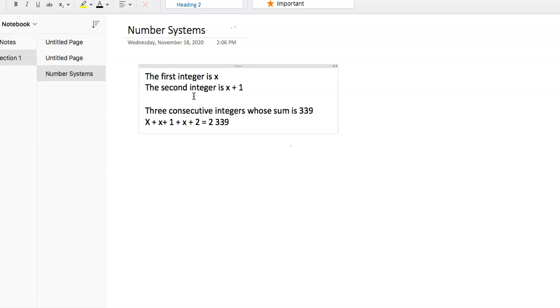Okay, so, whoops, I don't know why there's a 2 there. Equals 339. Perfect. Okay, and then we're just going to combine them, right? So we have 3 x's total plus 2 plus 1 is 3, equals 339. Okay, subtract 3 from both sides.